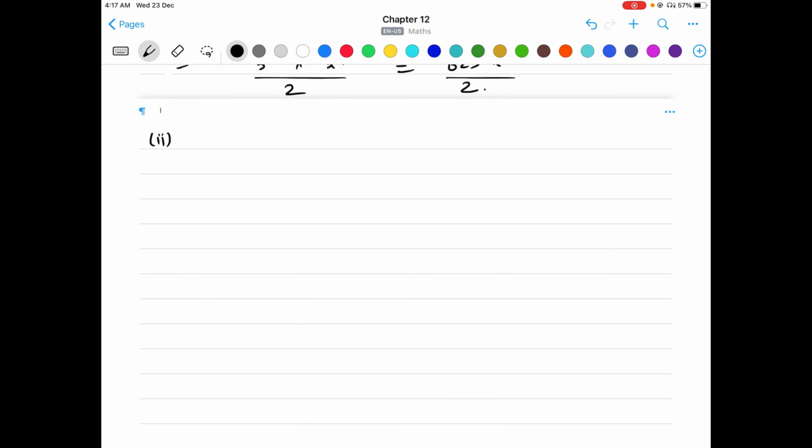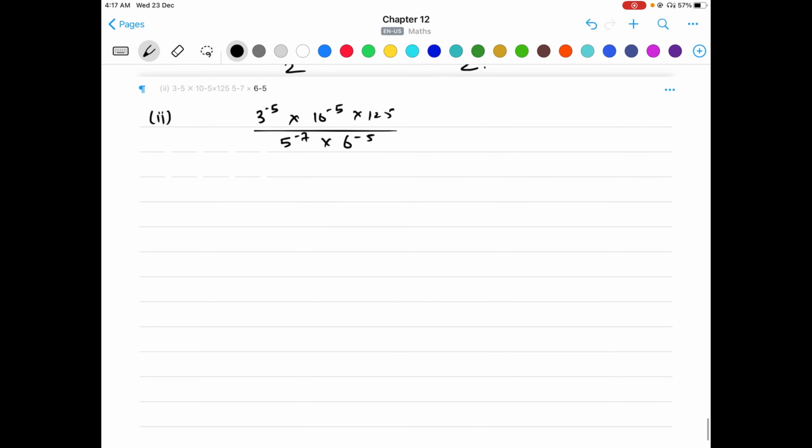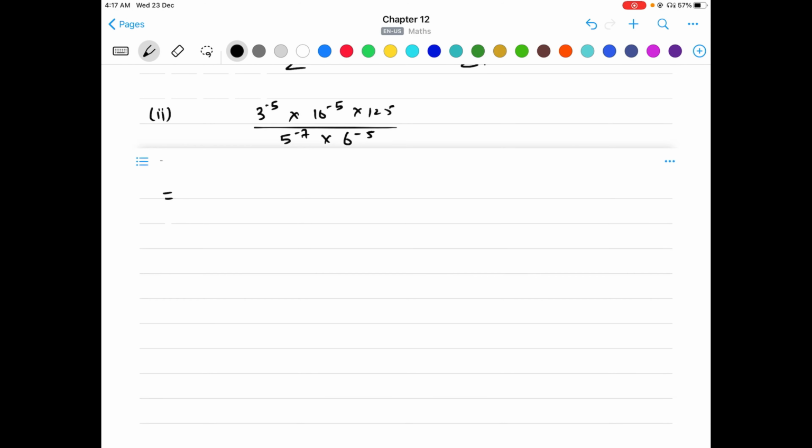Now moving to the last part of this question, we have 3 power minus 5 into 10 power minus 5 into 125, divided by 5 power minus 7 into 6 power minus 5. What we're going to do is break all the numbers into their prime factors with their powers. So we have 3 power minus 5 into this 10, which can be written as 2 into 5.